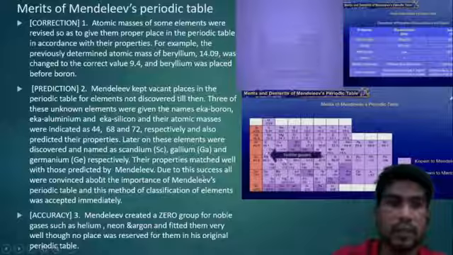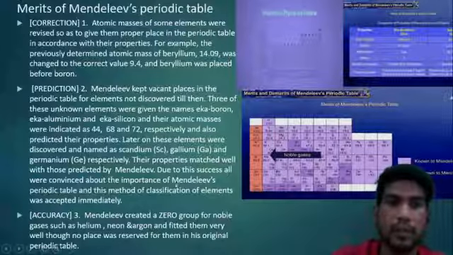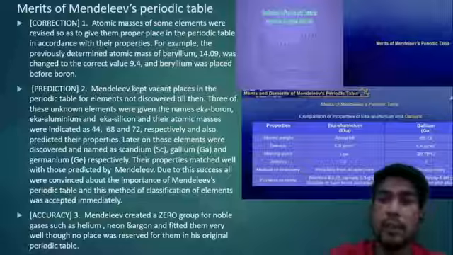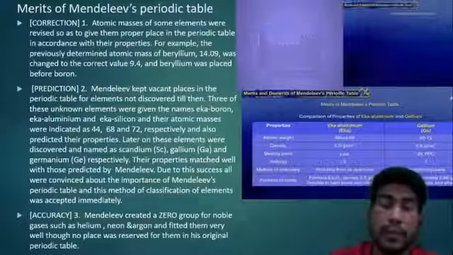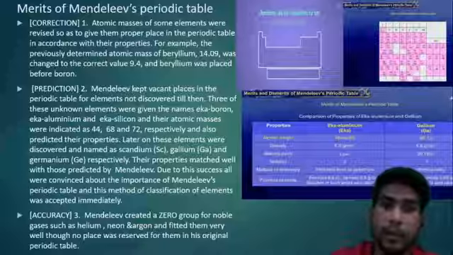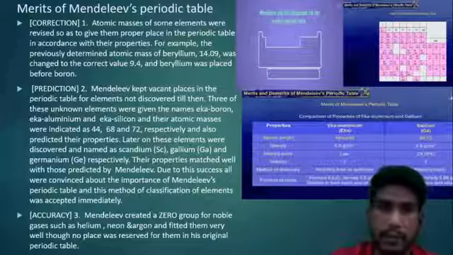Due to this success, all were convinced about the importance of Mendeleev's periodic table. Because he was able to predict, scientists thought maybe he was on the right way, he's correct. So they all were convinced about his periodic table.